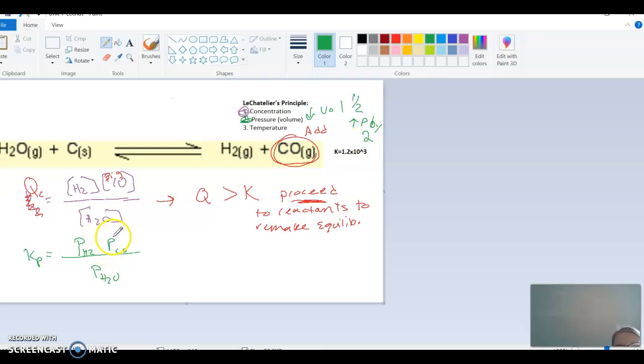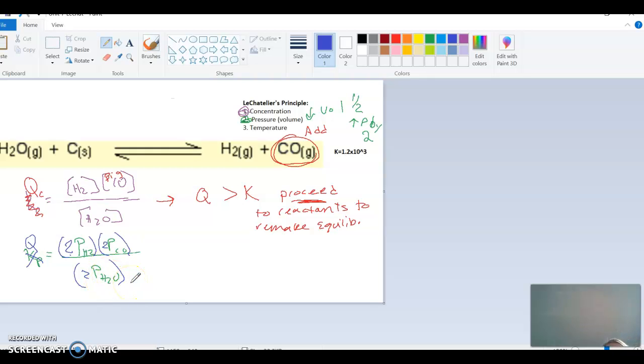So all of these pressures are now going to go up by 2. So this is now 2p of what it was before. I'm going to calculate my Q. This is now 2p of what it was before, and this is now 2p of what it was before. So my Q is actually my K, just kind of like 2 times each of them.